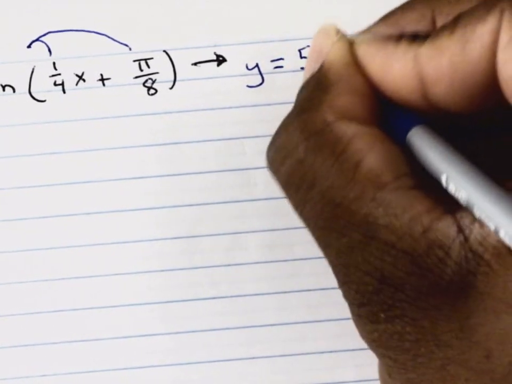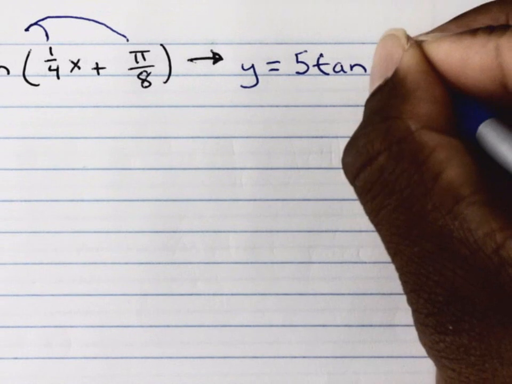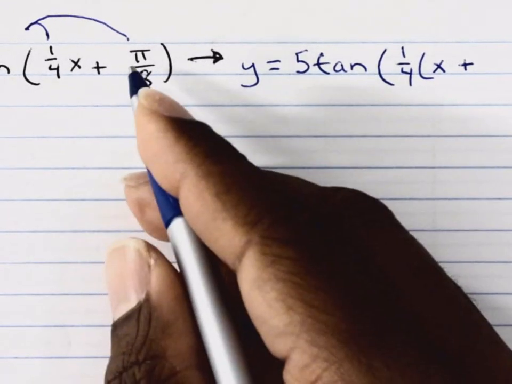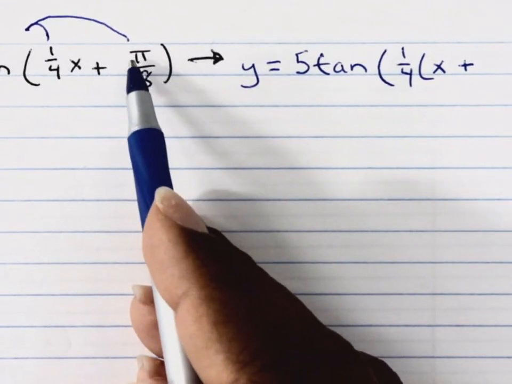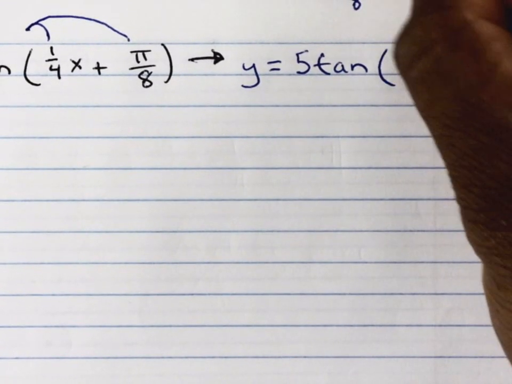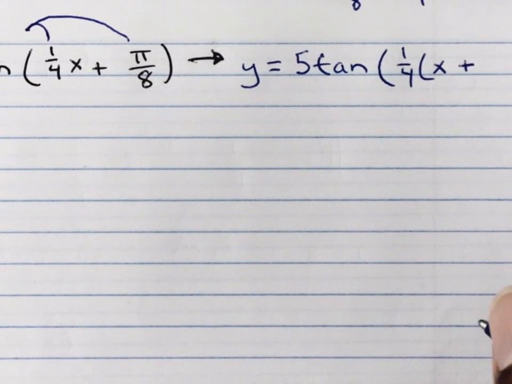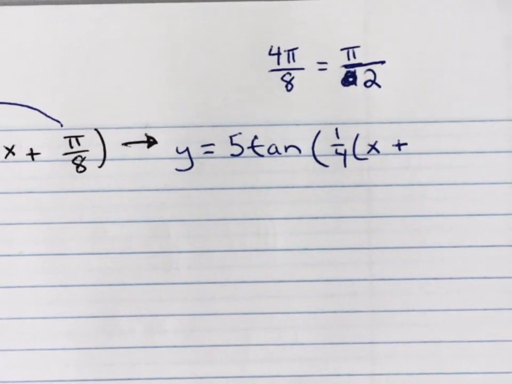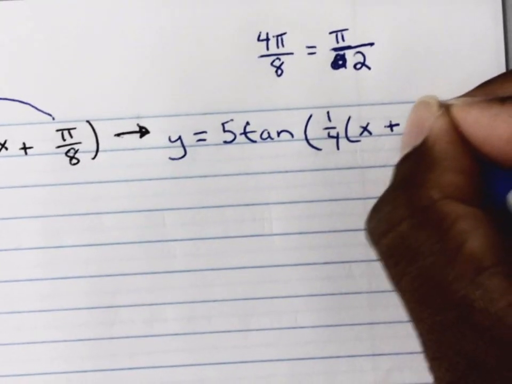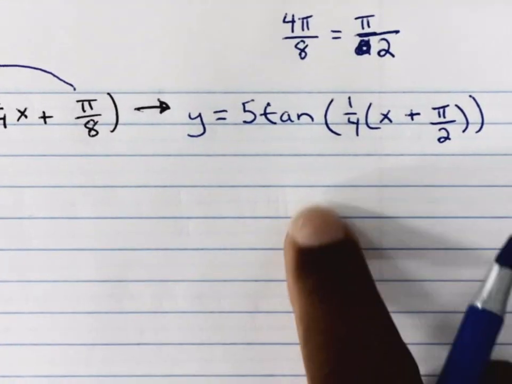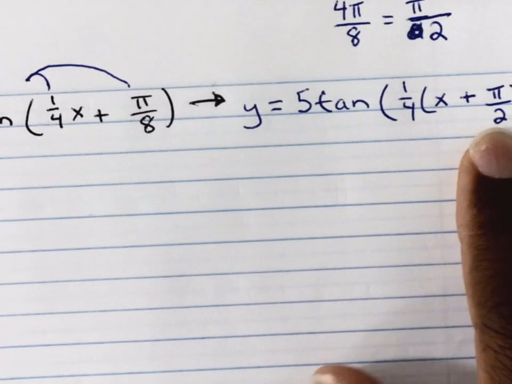So we get y equals 5 tangent, and I'm factoring out 1 over 4. X will stay, and then I'll add 4 times pi is 4 pi over 8, which will reduce to, I'm sorry, pi over 2. So that's what my real C is, pi over 2. And then I'll finish my equation. So now I got it in standard form, I'll be able to see my phase shift straightforward.